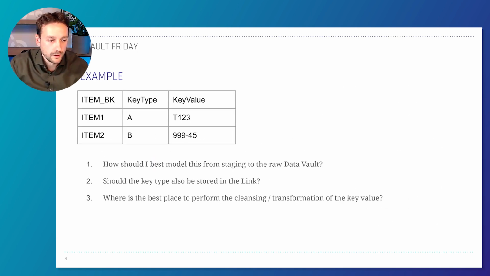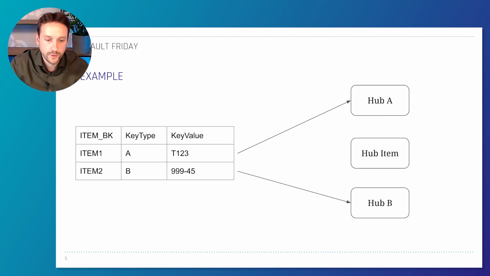So let me go on. Last question. Where's the best place to perform the cleansing transformation of the key value? And the answer to this question is you could basically create a same-as link. So I wouldn't remove the leading T in your stage before loading the raw data vault, because again, here it's business logic and it might change.